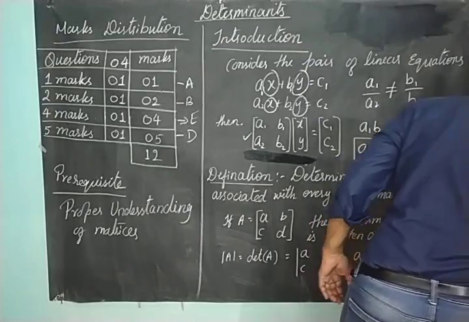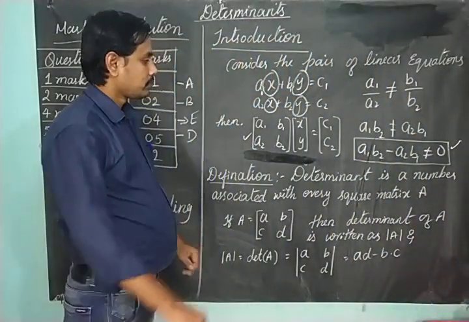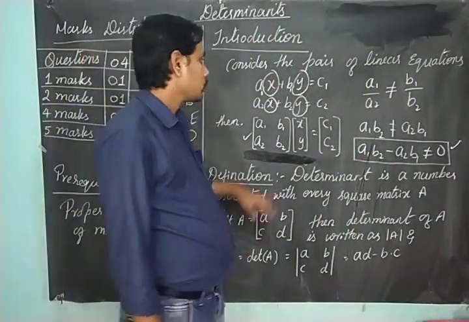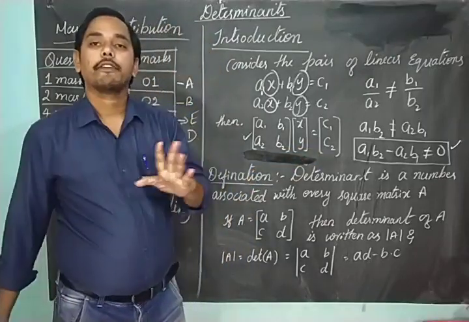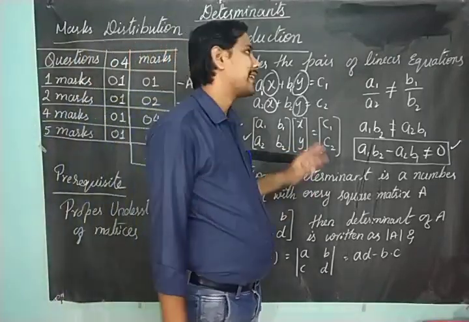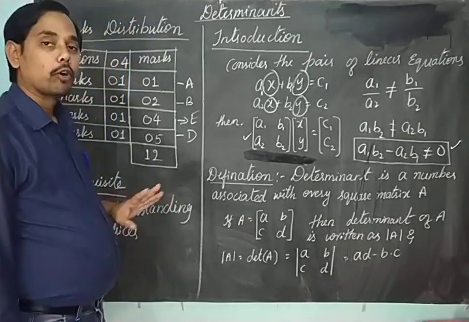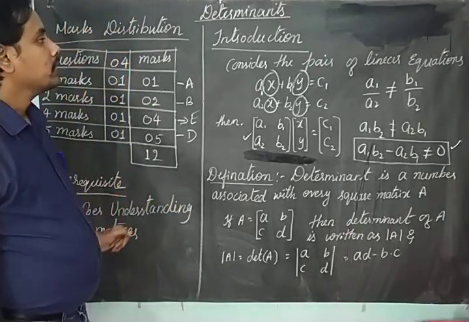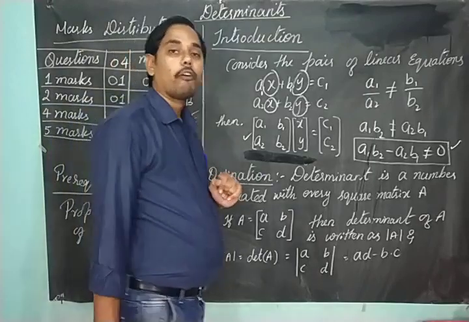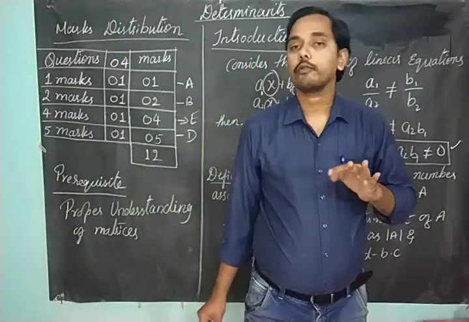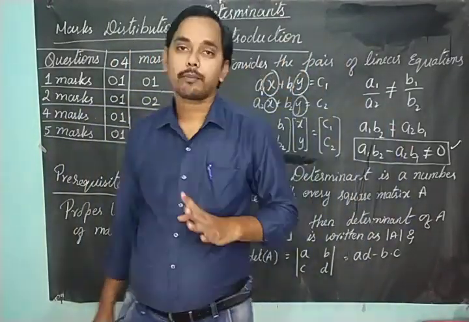Okay, fine. I hope things are clear here. What you should understand is that it should definitely be a square matrix; only then can you find the determinant value. If it is not a square matrix, we cannot find its determinant value. This was the meaning and background concept of determinant.